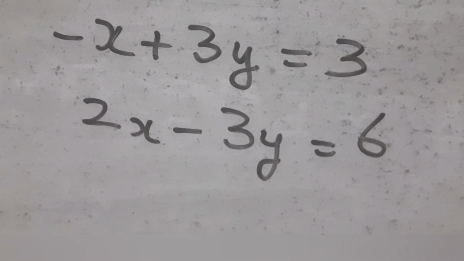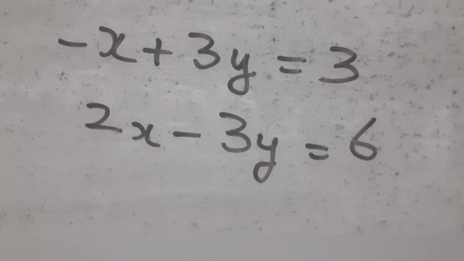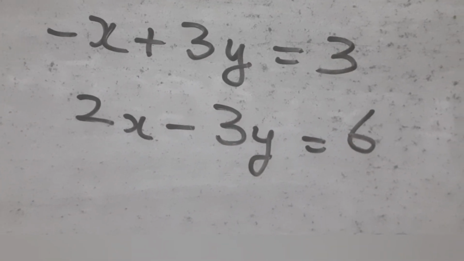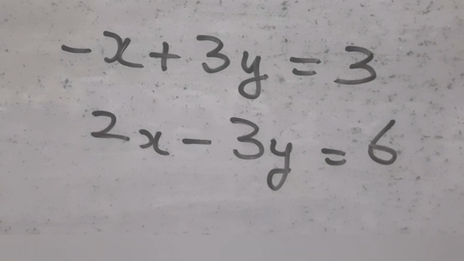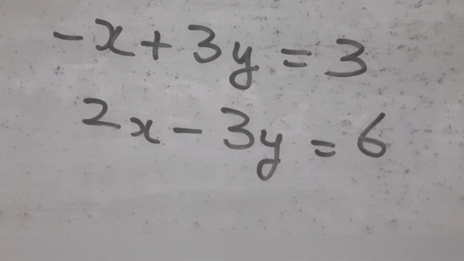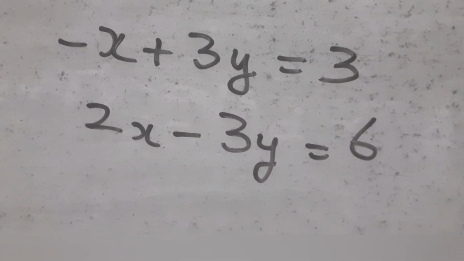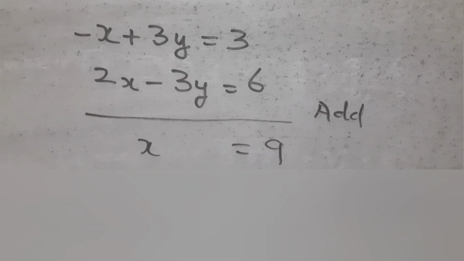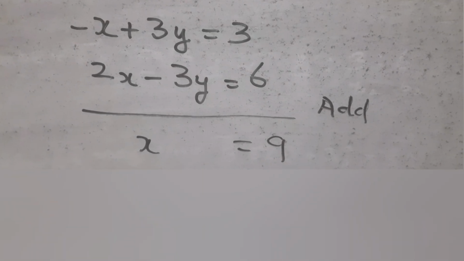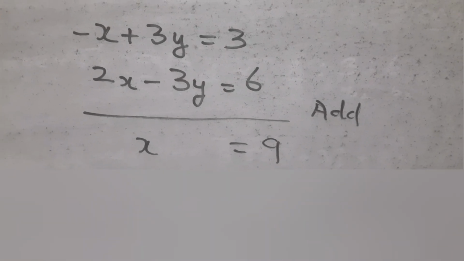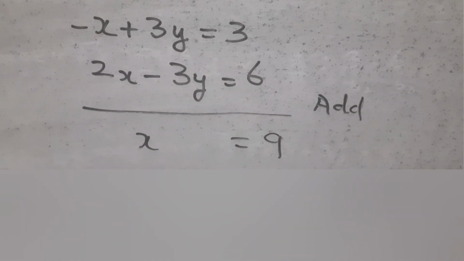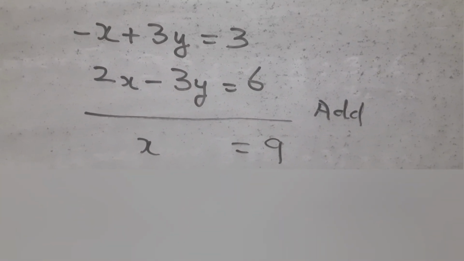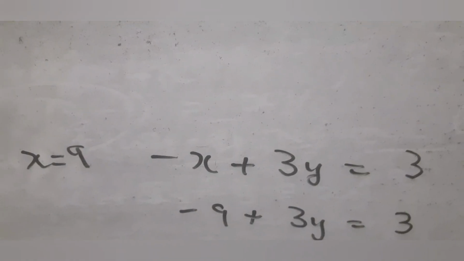So we can use the elimination method or substitution method to solve for X and Y. To use the elimination method, we try to eliminate Y. So we add the two equations. On adding, we get X equal to 9. We substitute X equal to 9 in either of the equations to solve for Y. Here I am substituting X equal to 9 into the first equation.